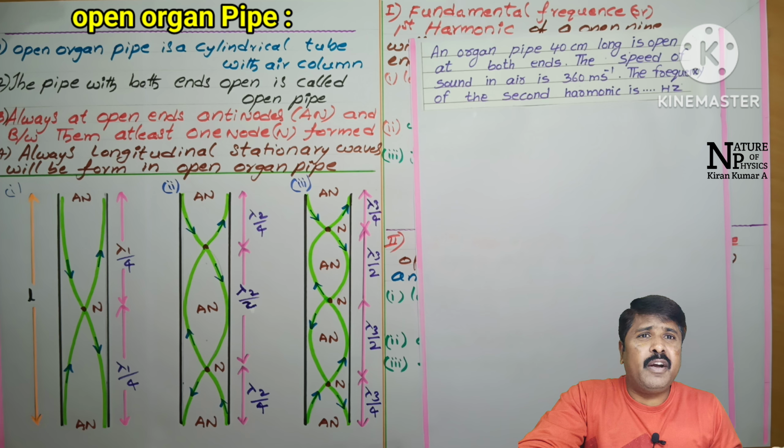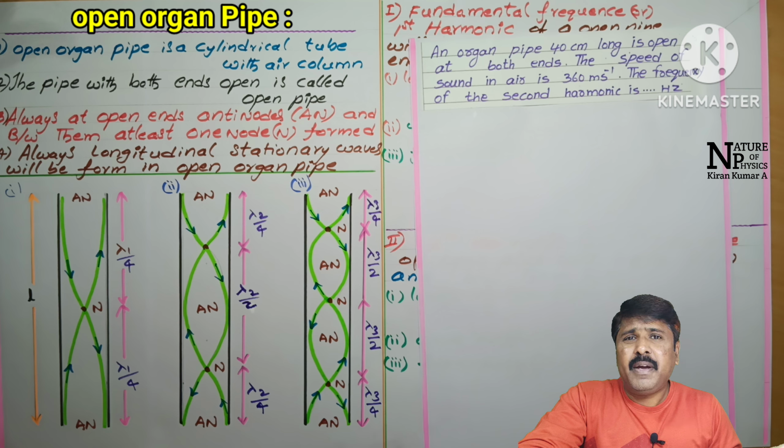Then harmonics and overtones are alternate names for the frequency, student. Harmonics are the frequencies which are integral multiples of the fundamental frequency. And overtones are the frequencies higher than the fundamental. Harmonics and overtones all represent frequencies only.